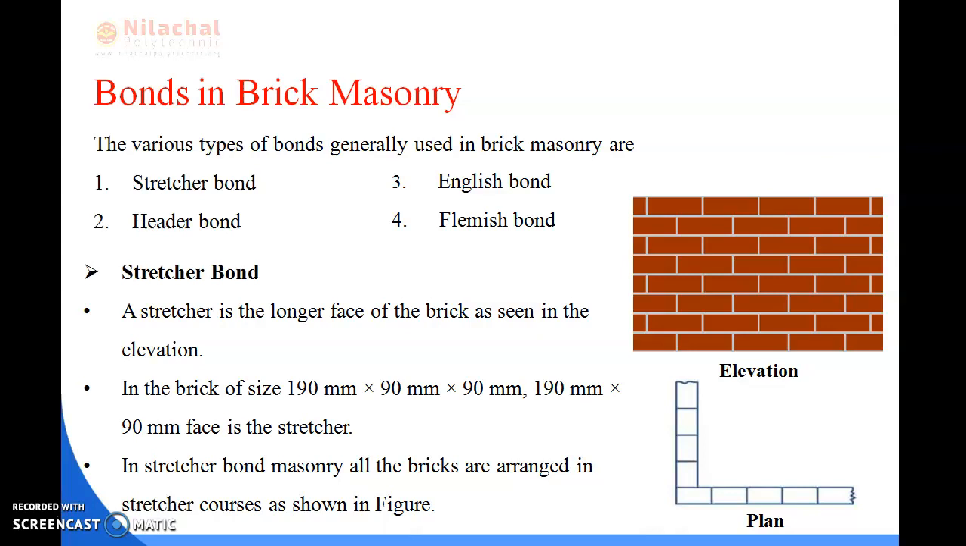In stretcher bond masonry, all the bricks are arranged in stretcher courses. As you can see in the figure, the long face of the brick has been placed here. This is known as stretcher bond. This is the elevation part, and this you can see as a plan. All the bricks have been arranged in the stretcher courses. This is the length part, or the longer face of the brick. This is known as stretcher courses, or stretcher bond.